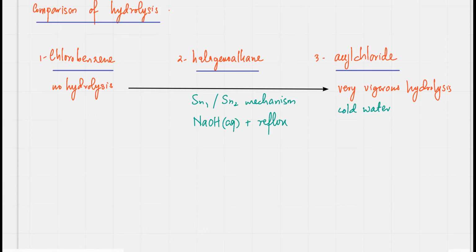And you have to study the mechanism of this one as well. This is known as electrophilic addition. Not electrophilic addition, it's known as an addition elimination reaction. It's known as a nucleophilic addition elimination.